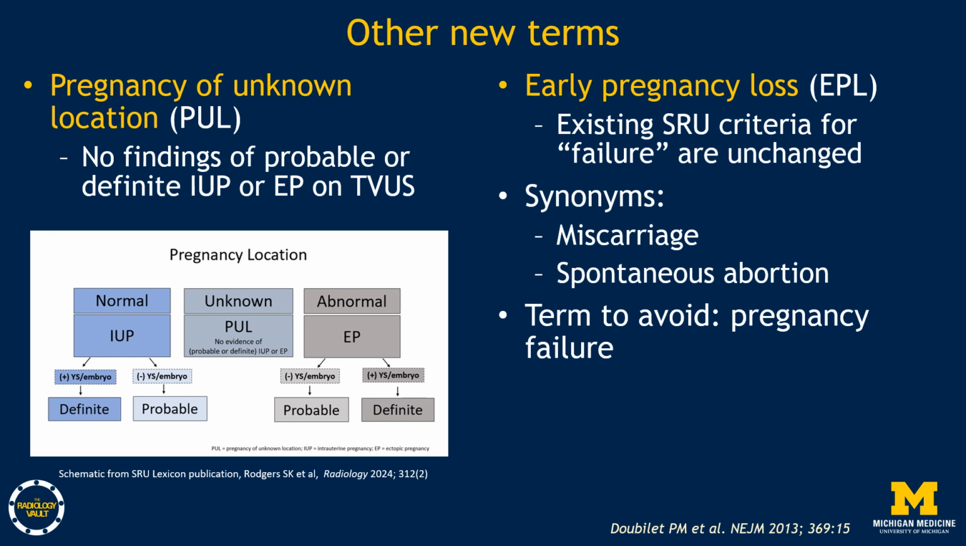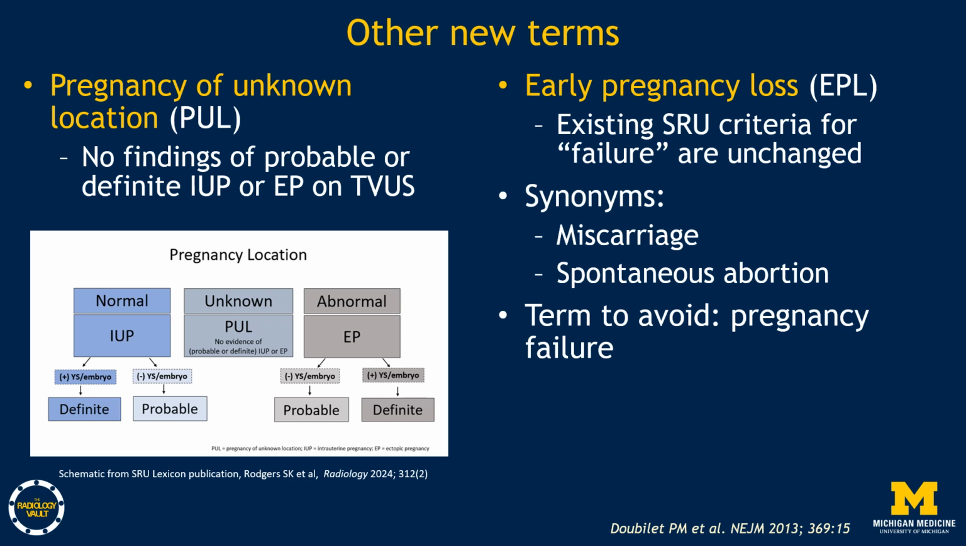Here's a couple of other new terms, and these are not new terms for obstetricians and gynecologists, but they may be new terms for radiologists. The first is pregnancy of unknown location, and this is where we have no findings of probable or definite intrauterine pregnancy or ectopic pregnancy on transvaginal ultrasound. So for each of those distinctions, we can have a definite or probable subcategory, but if we have neither nor, but we know the patient's pregnant because of urine or serum pregnancy testing, we have a pregnancy of unknown location, which is appropriately followed up in 7 to 10 days, in the absence of concerning clinical features.